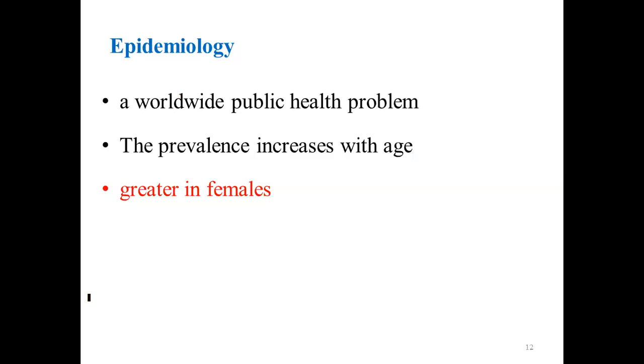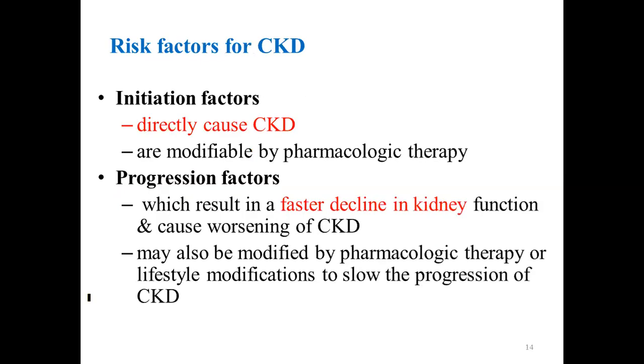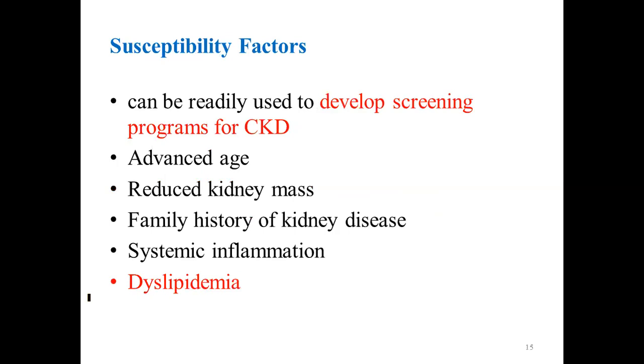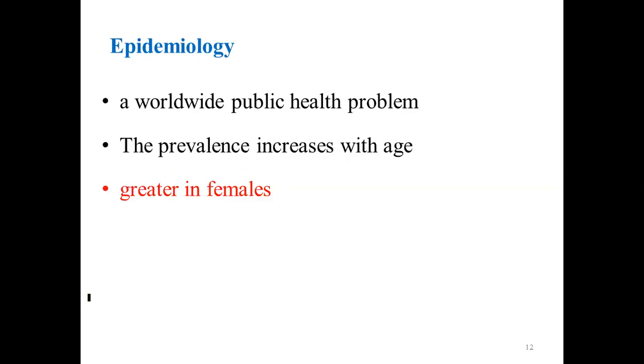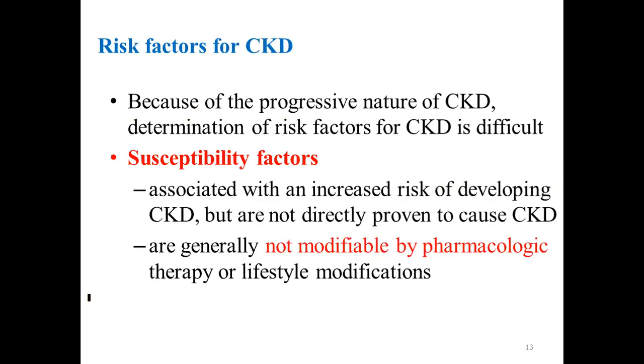Having said this much about the introductory points of CKD, what is the epidemiology of CKD? Globally, it is a public health problem, and the incidence or the prevalence increases as we age, and it is very common in females. So what are the risk factors for CKD? What causes progressive damage to the kidney, which is a very, very important question. Maybe let me pause and ask you a few questions. What are the possible causes of a kidney problem or kidney damage?